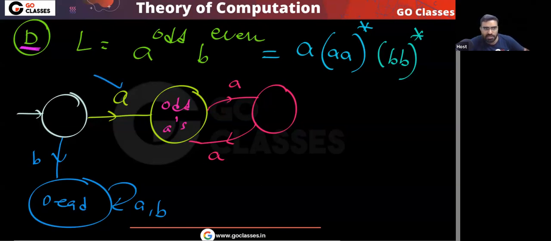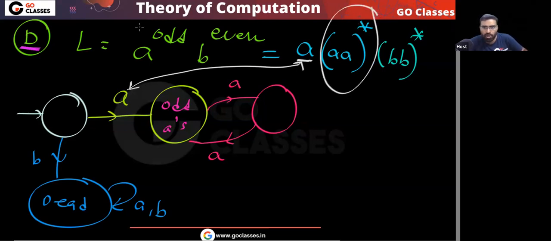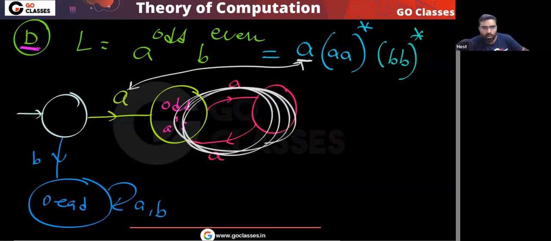This A has already come. Now, how many more A's do we want? An even number of A's, yes or no? We want an even number of A's.